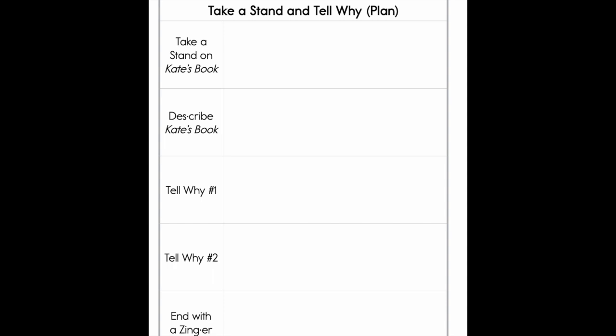If you put your finger on the last row, you end with a zinger. A zinger is a special sentence that will keep somebody thinking about everything you wrote. A zinger could be, this book is amazing. Or, this book should never be read again. Something that backs up your opinion and lets people remember the last words you had. Take some time to fill in this planning chart. That way, we can have everything we need to draft. Take your time and pause the video.